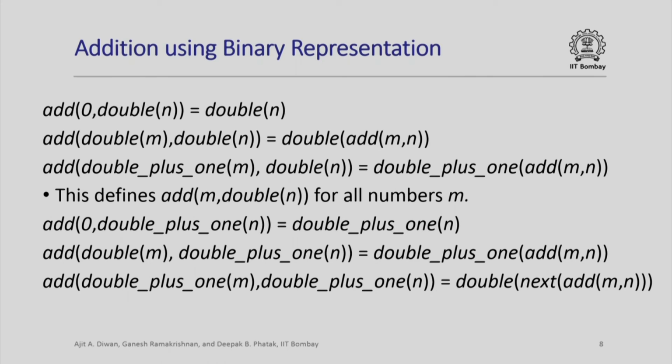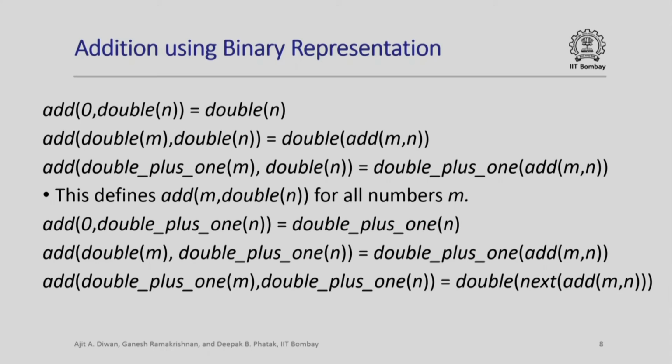Now we will define add of m comma double n. To do that, we first define add of 0 comma double n, which will be double n itself. Now add of double m comma double n is essentially double of add of m comma n. So assuming add of m comma n is defined for all n, I can define add of double m comma double n in terms of add of m comma n, and add of double plus 1 m comma double n will be double plus 1 of add of m comma n. Now this defines add of m comma double n for all numbers m.